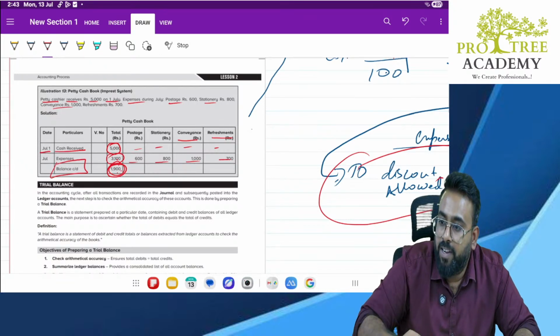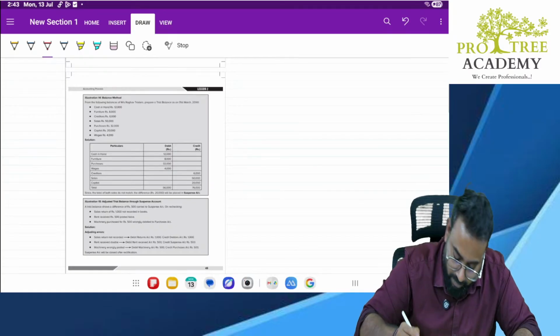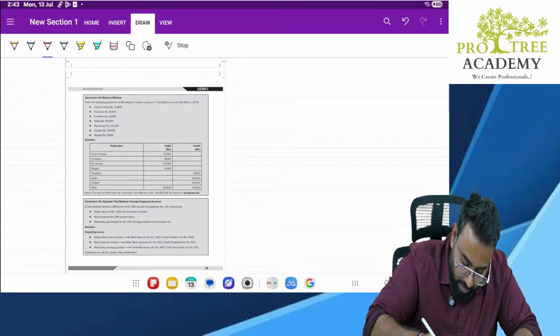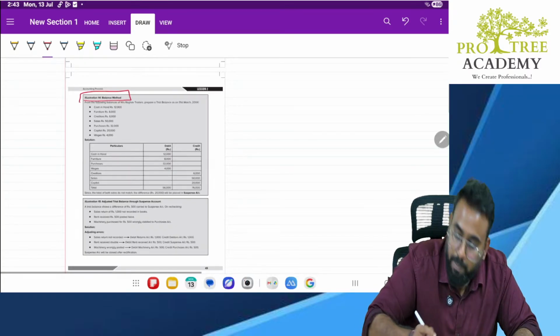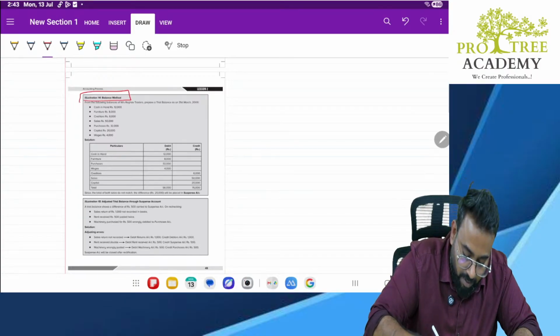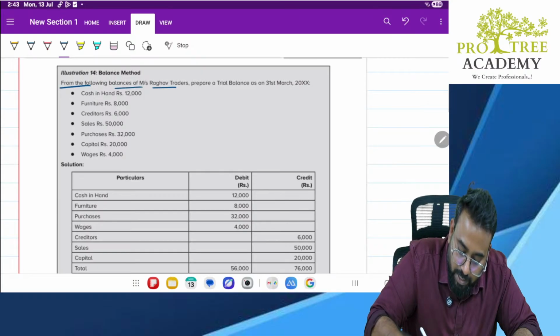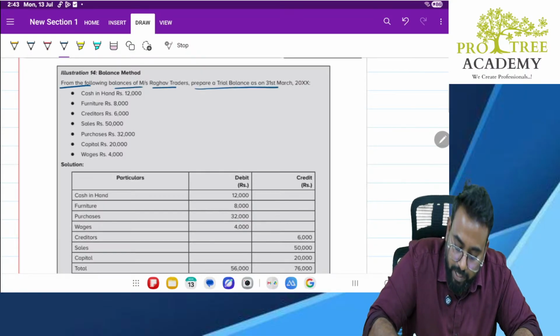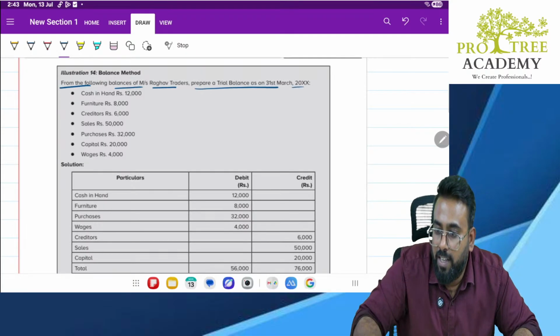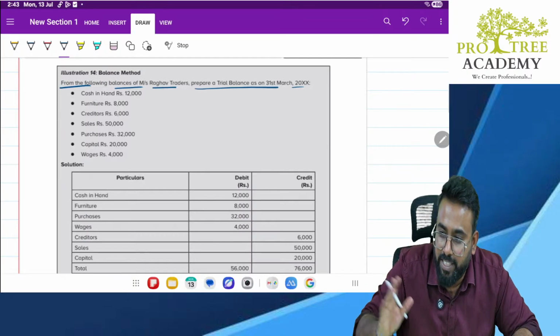One trial balance you will prepare? Let's prepare illustration number 14. Balance method. Clear? From the following balances of Messrs. Raghav Traders, prepare a trial balance as on 31st March 20XX. You can take 26.